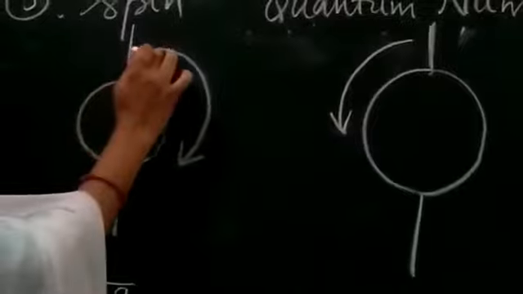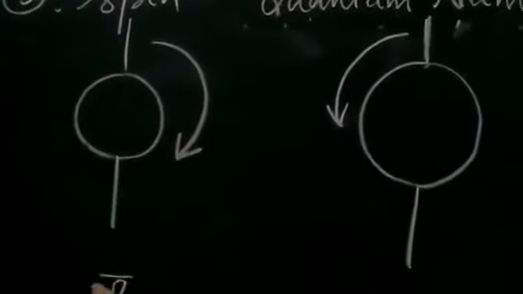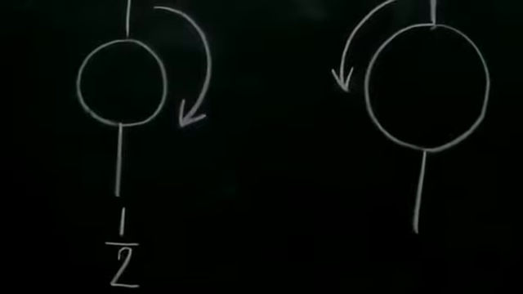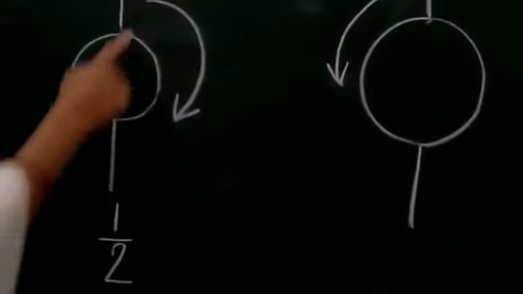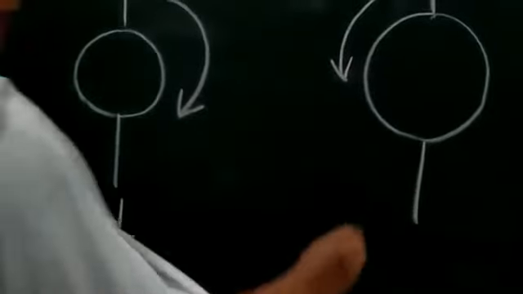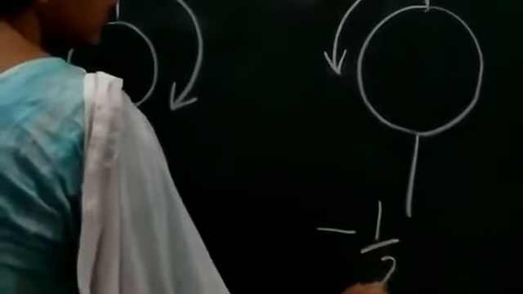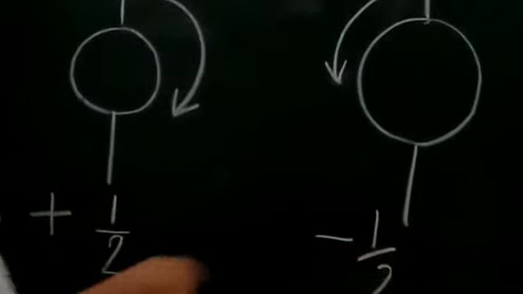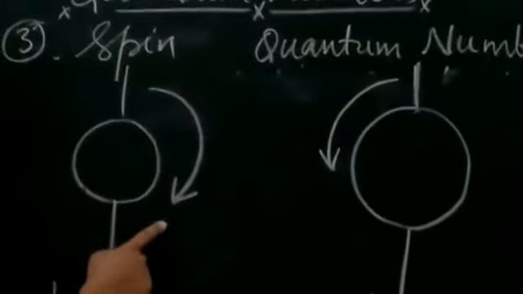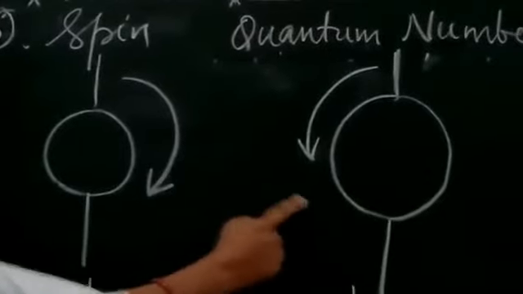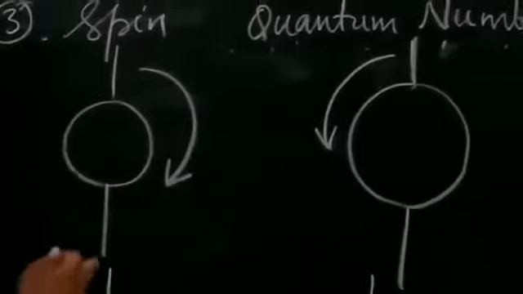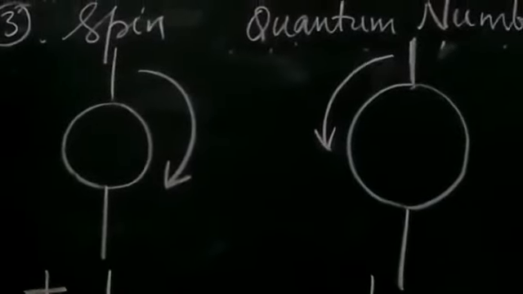So when it is moving clockwise, out of a total of 2, only one possible value will be obtained, that is half, right? Now this is toward the clockwise, we are going to denote it with plus, and here again this will be half, but it will be denoted by the minus sign, right? So this is the clockwise and this is anti-clockwise. So the possible spins of the electron are plus half and minus half, right?